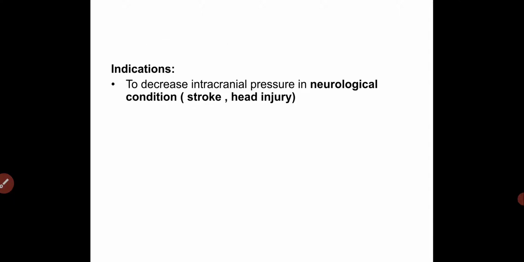Okay, so let's see the indications or therapeutic uses of the osmotic diuretics. These osmotic diuretics are useful in raised intracranial pressure. There are conditions with an increase in intracranial pressure, like stroke, head injury, or after post-operative neurological procedures, because they decrease the extracellular fluid volume, and there is a decrease in the intracranial pressure. Okay, they also decrease the intraocular pressure, so they are useful in acute glaucoma also. They decrease the formation of aqueous humor.